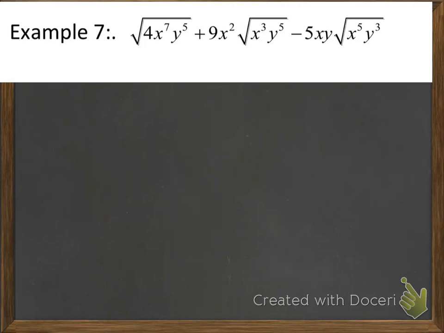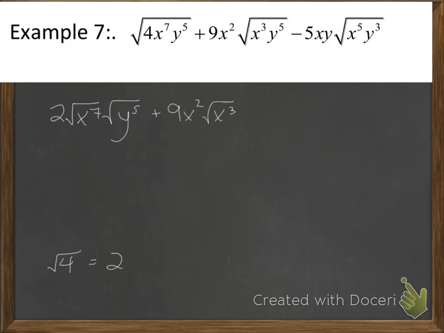Okay, let's look at this last example. So the only number that we need to simplify under a radical is the square root of 4. And of course, the square root of 4 is just 2. So I'm going to rewrite this as 2 times the square root of 7 times the square root of 5 plus 9x squared times the square root of x cubed times the square root of y to the 5th minus 5xy times the square root of x to the 5th times the square root of y to the 3rd.